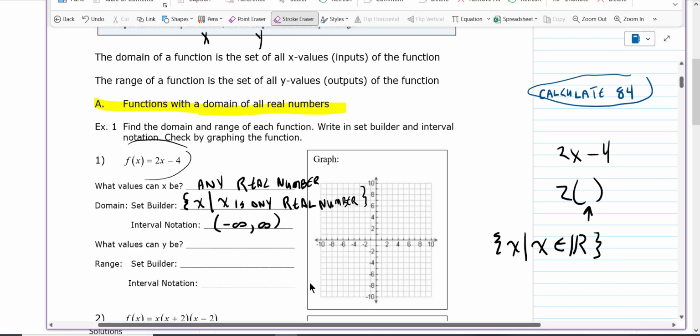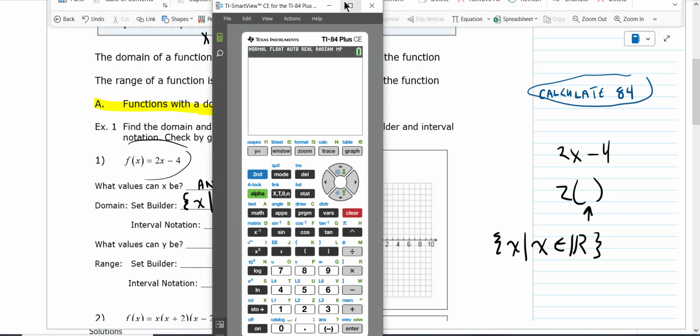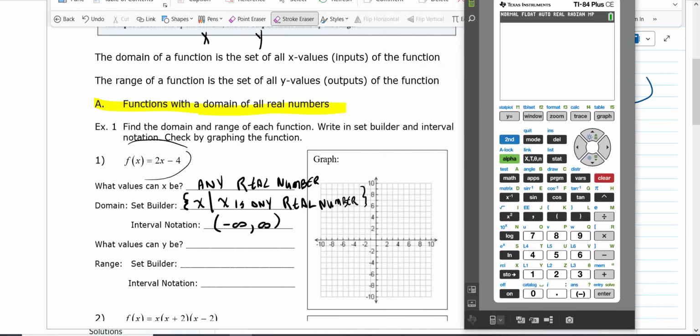Okay, now we're going to do some graphing calculator stuff. Everything we do in this section, we're going to graph on the calculator. Those of you that have a calculator, get that out so you can do this with me. The rest of you need to probably start bringing either a graphing calculator or download that Calculate 84 app on your phone so you can start doing these together with me on your phone.